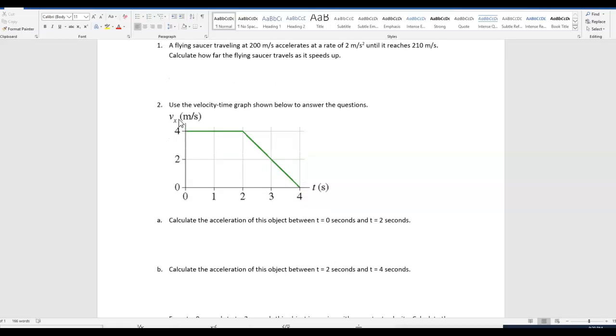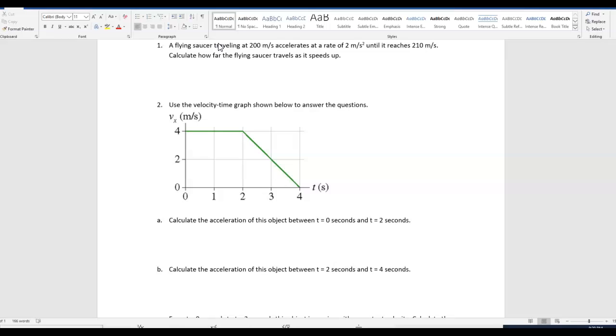Question number 2. It says, use the velocity time graph shown below to answer the questions. I've had some people ask me where to start on these graphing questions. The first place to start is always to figure out what type of graph am I looking at. In this case, we're told right away that this is a velocity time graph.